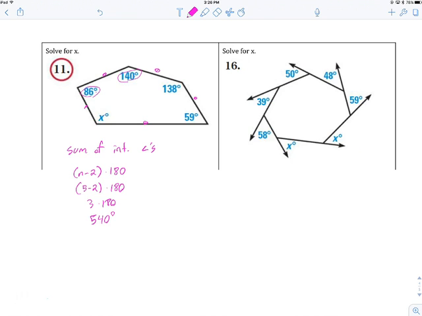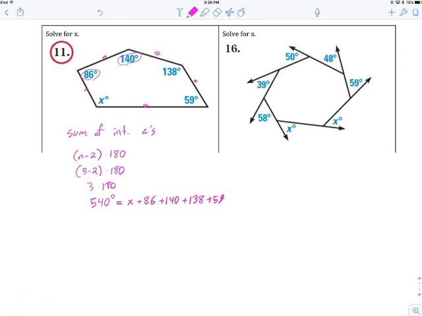And now look at the picture. It describes every single angle, either in number or variables. So I could say, if you add up x plus 86 plus 140 plus 138 plus 59, that should total 540 degrees. So let's do some quick algebra here. That is x plus, I'll combine these two, so 226. I'll combine these two, that's 180, 197.